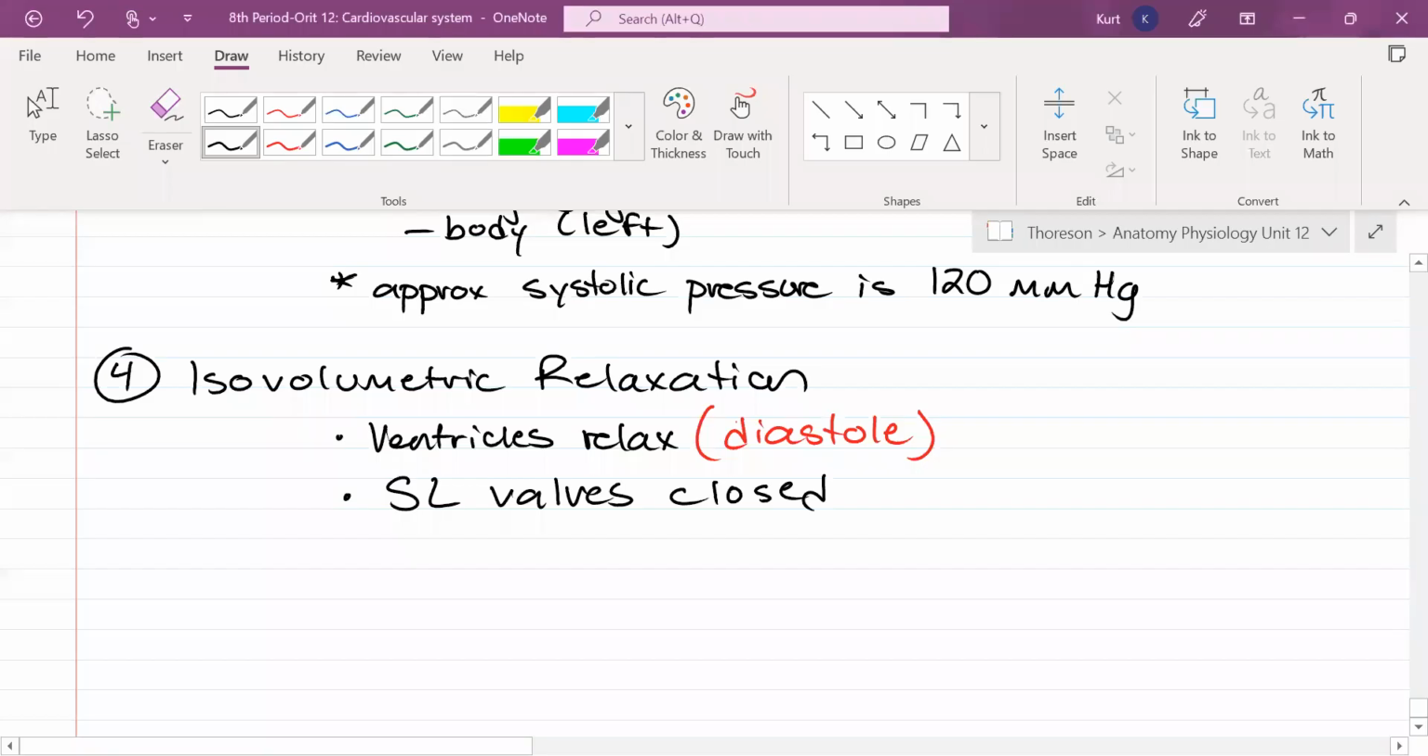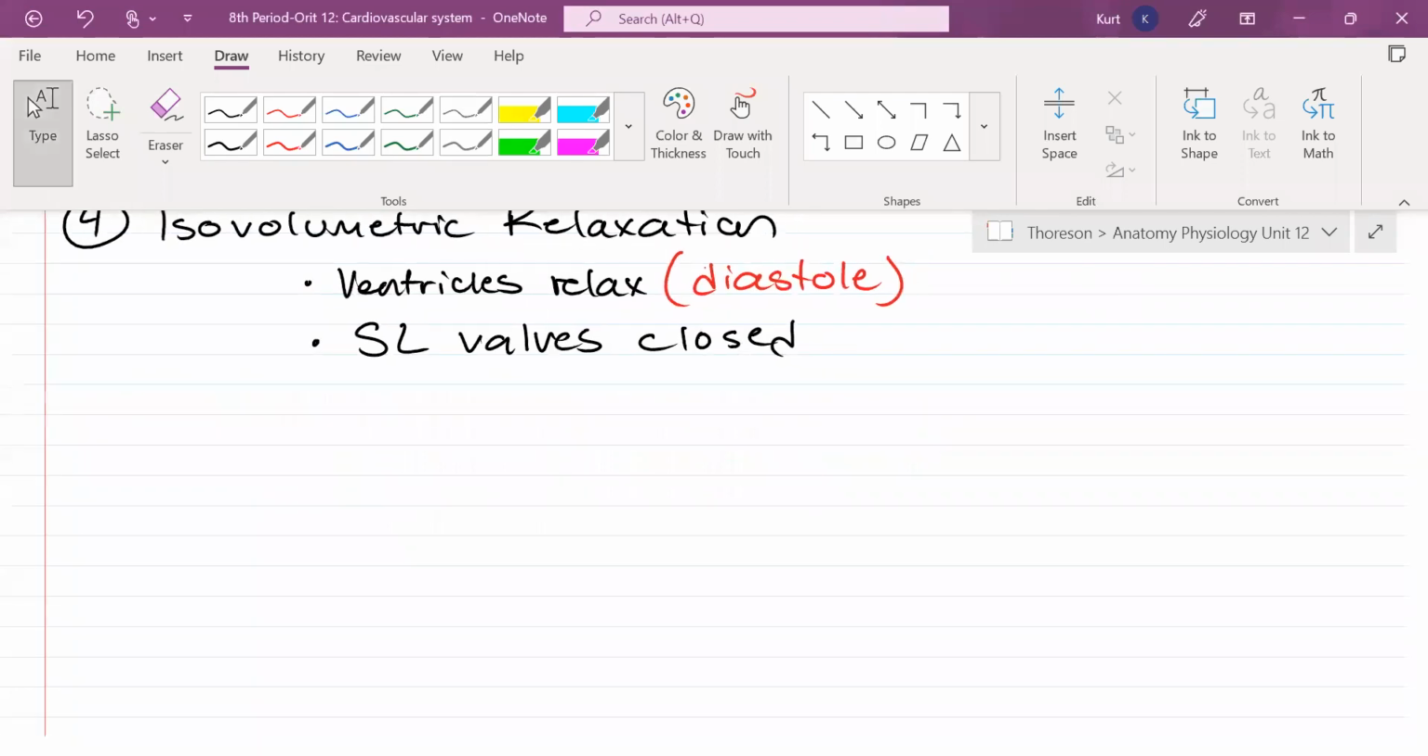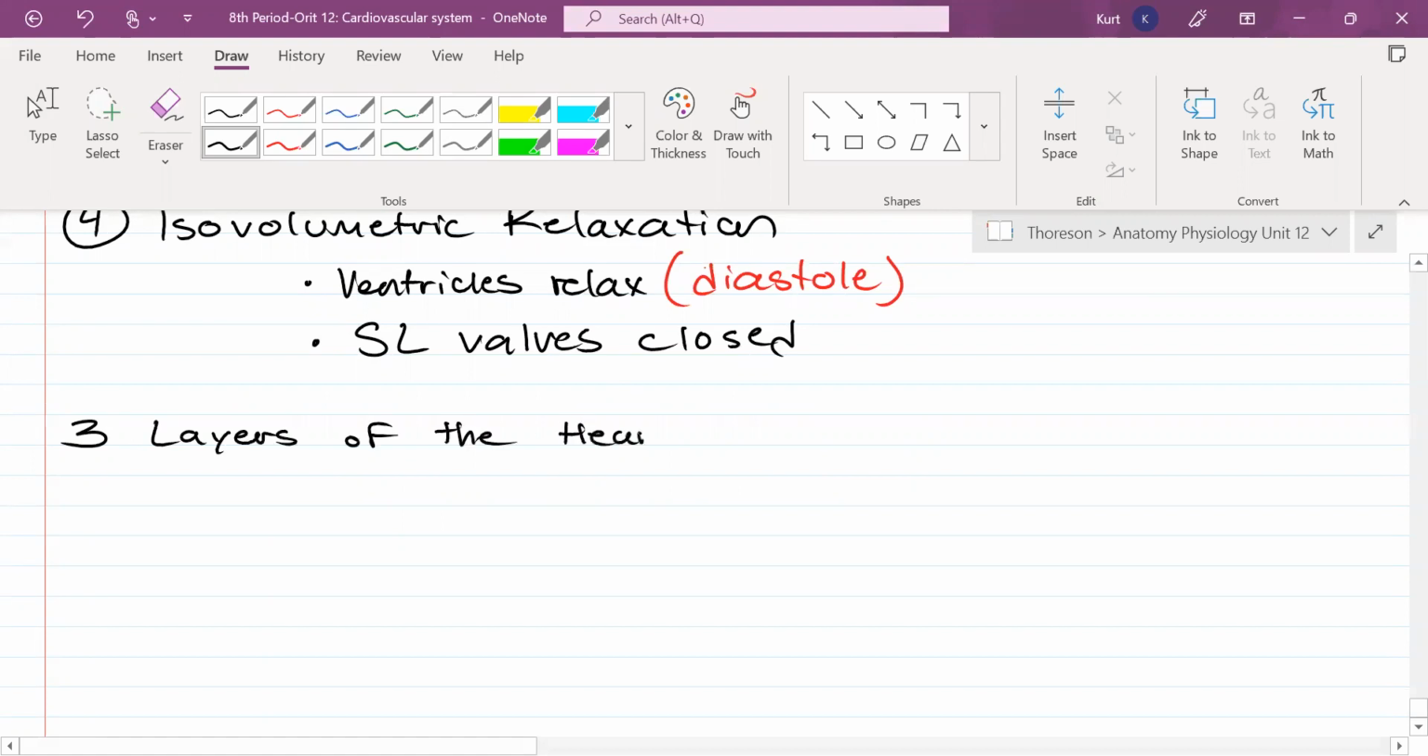All right, let's transition now to heart attacks. But before we get to heart attacks, you need to learn the three layers of the heart, because one of these layers is the primary layer affected during a heart attack.